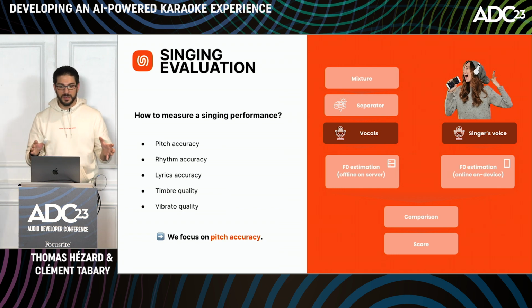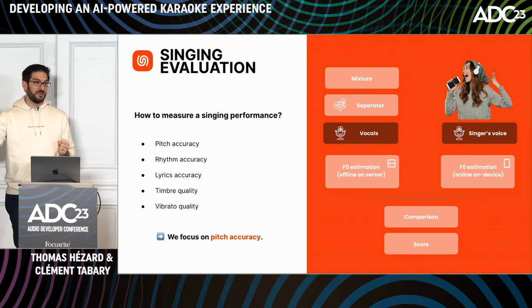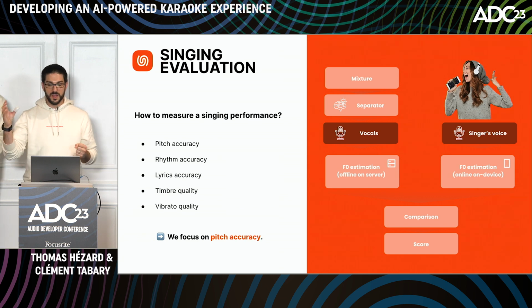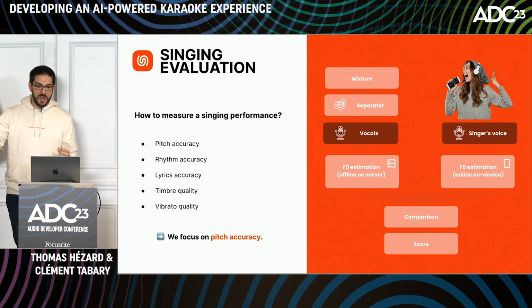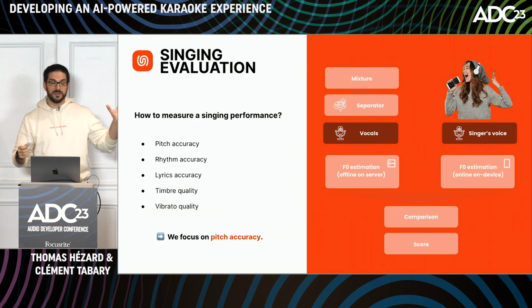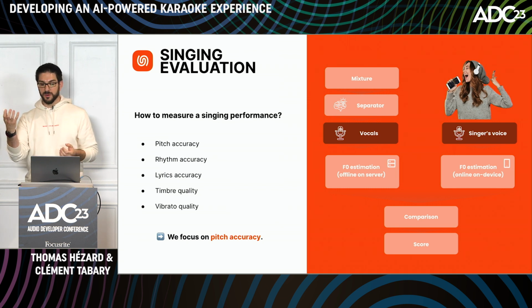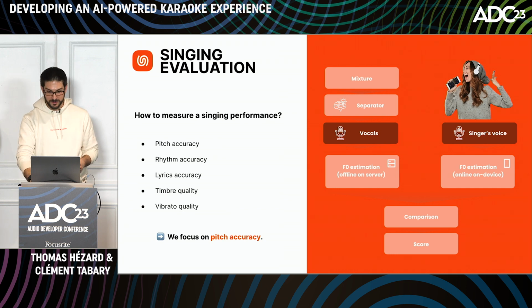So the idea is the following. On one hand, you have the separated vocal track from the previous algorithm, and we can run a pitch estimation on that on the server during the karaoke creation process. On the other hand, we have a singer singing live with a smartphone. We can record the voice, and we can run a real-time pitch estimation on the device, on the voice. And we can compare the two in real time and compute a score in real time.